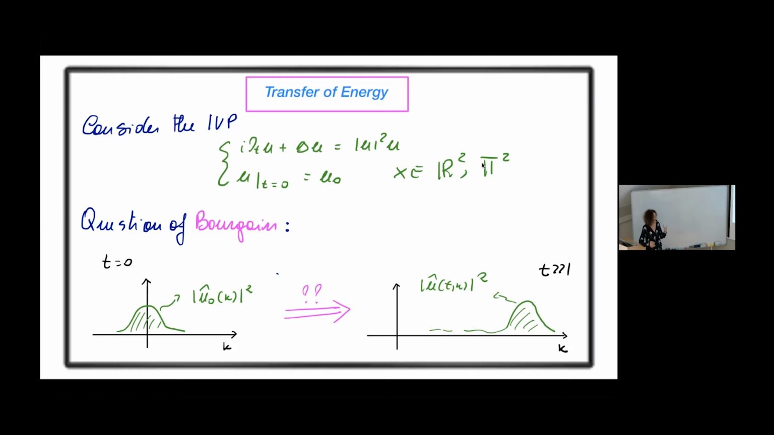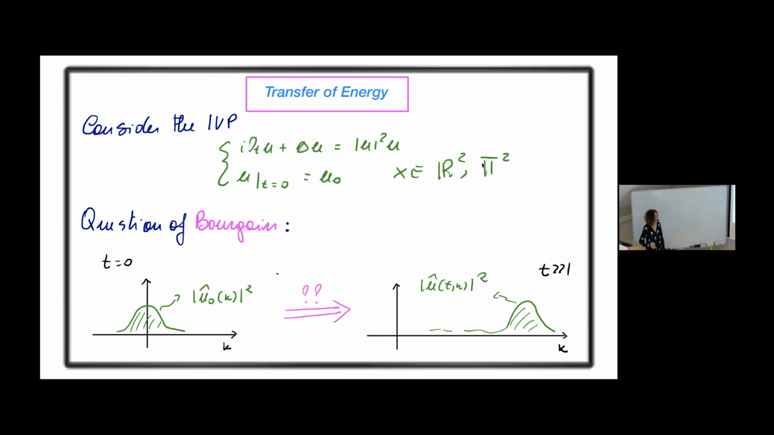the conservation of the mass will tell you, for example, by Plancherel, that the area of the subgraph is constant. So certainly there might be some movement, that's something to be determined and understood. But if it does happen, for example, the area of the subgraph has to remain constant. All right, so that was the question.